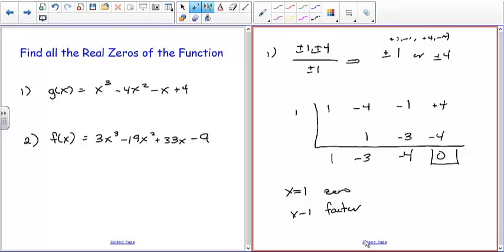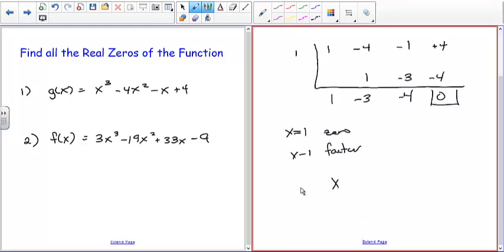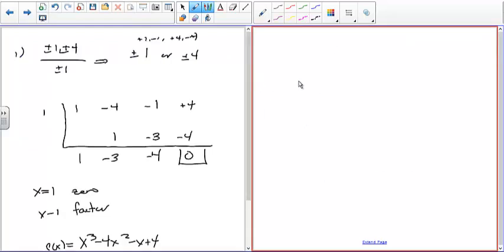So let me write the equation out again here. We get x cubed minus 4x squared minus x plus 4. One thing you could do is say that g of x is now going to be equal to the factor times something else. And this something else is determined by these coefficients. This is the x squared term, this is the x term, this is the constant. So you have x squared minus 3x minus 4.